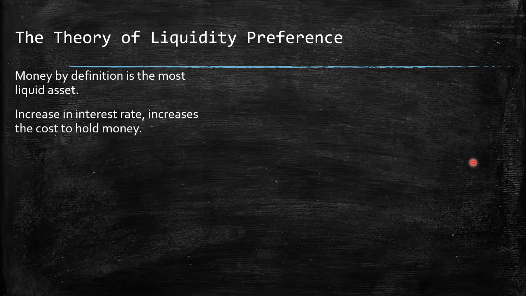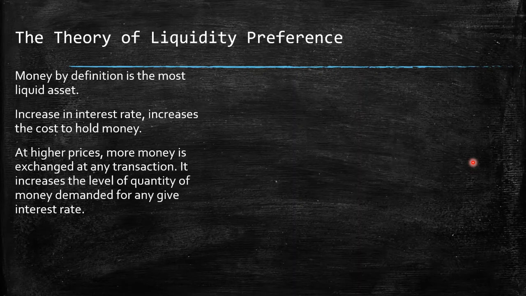Then money, as we know, is by definition the most liquid asset. And then any increase in interest rate increases the cost of holding money, because maybe you would rather put this money into a bank or buy any asset such as bonds. When we face higher prices, more money is required for any transaction.